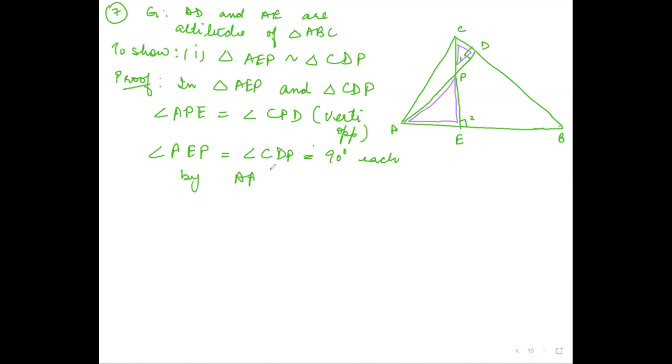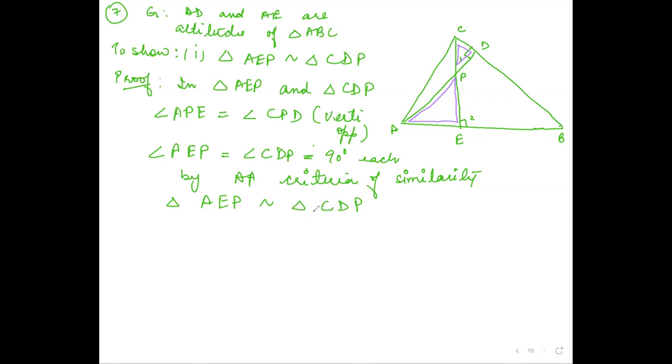So by AA criteria, you can write the third one if it's clearly visible in the figure, otherwise no need. Just write AA criteria of similarity, because ultimately it's going to be equal. These two triangles are similar. So triangle AEP is similar to triangle, now angle A will be similar to which triangle? Yes, C, because E is C, CDP. Same. Okay, so note down, name the triangle properly.